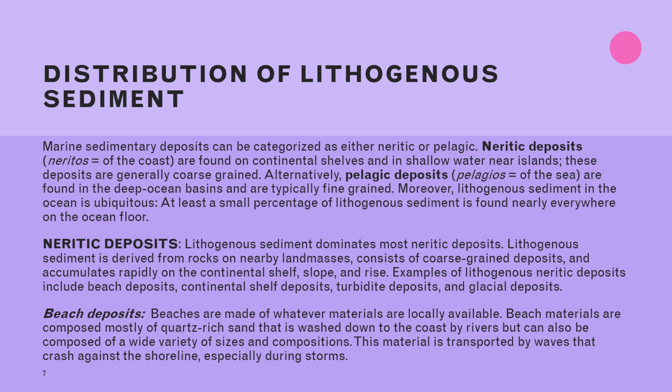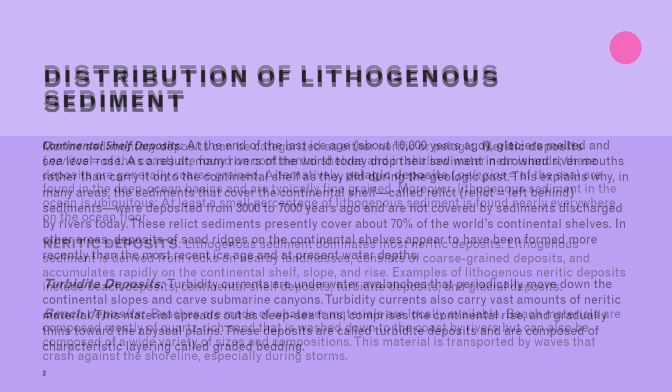Beaches are made of whatever materials are locally available. Beach materials are composed mostly of quartz-rich sand that is washed down to the coast by rivers, but can also be composed of a wide variety of sizes and compositions. This material is transported by waves that crash against the shoreline, especially during storms.